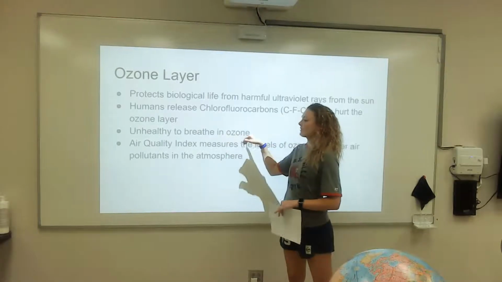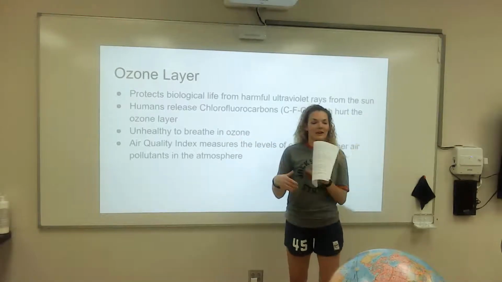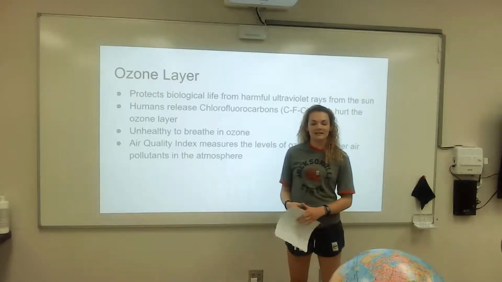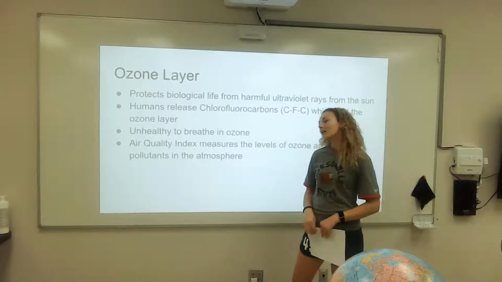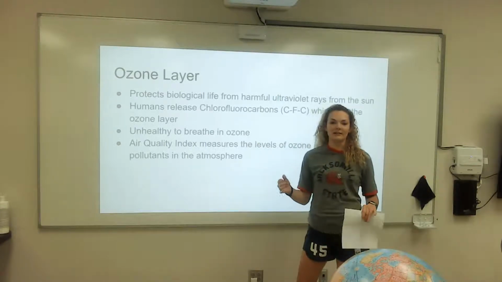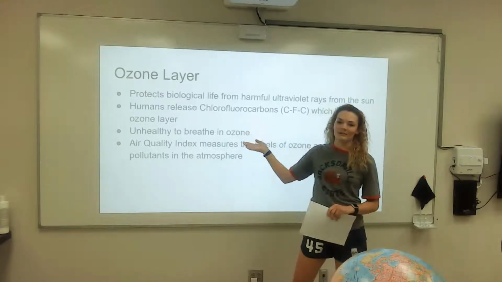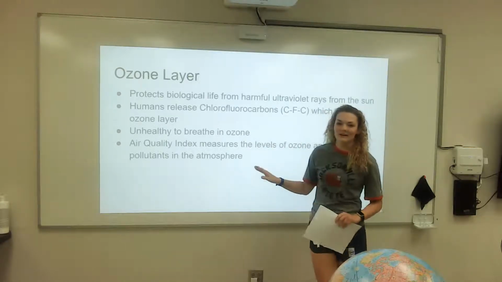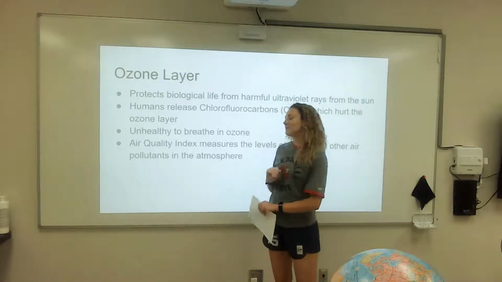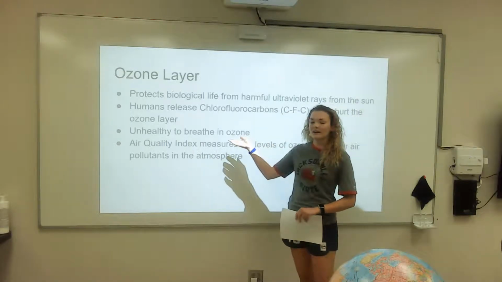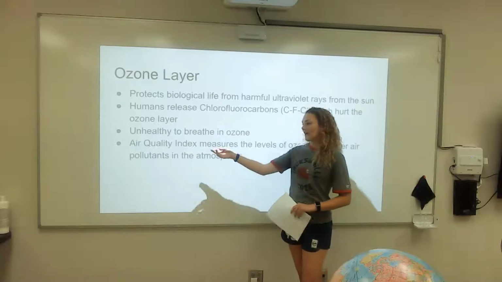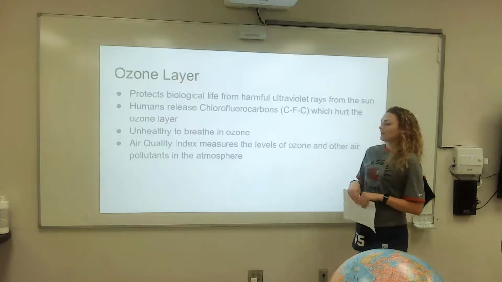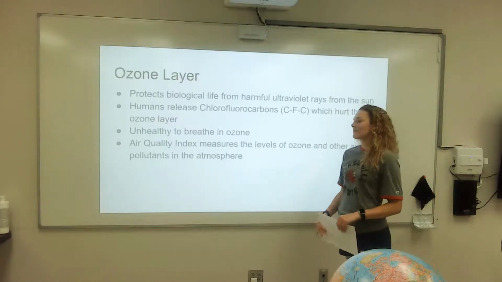So the ozone layer is constantly breaking apart and reforming, but even though it's breaking apart and reforming, it's staying at an equilibrium. But again, humans are interfering with this equilibrium by releasing these chlorofluorocarbons. So we need to make sure we keep our equilibrium. And then the last thing we're going to talk about is the air quality index. Like I said, ozone can be an air pollutant. So that's why we have the air quality index, to measure the level of ozone and also other air pollutants in the atmosphere.